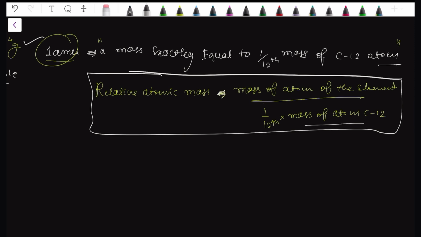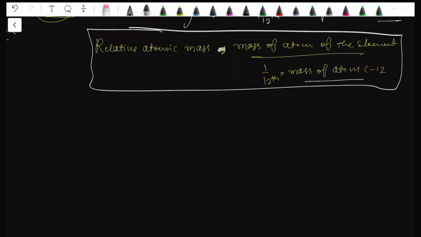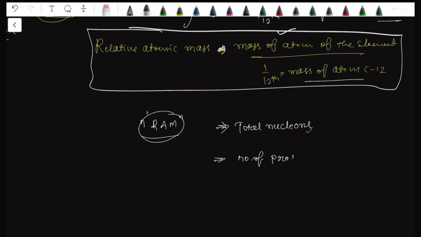But if you are not able to remember all these values, you have to remember that relative atomic mass, that is RAM, is equal to, if I simplify, mass of atom of the element divided by 1/12 mass of a carbon atom, we will get total nucleons. If you are interested in how we got total nucleons, just comment, then I can explain, otherwise no need to waste the time. Total nucleons is nothing but the number of protons and number of neutrons. This sum is the relative atomic mass, that is total nucleons.